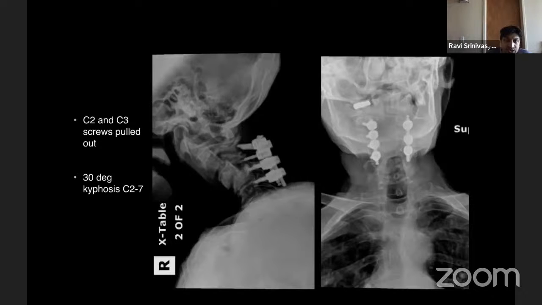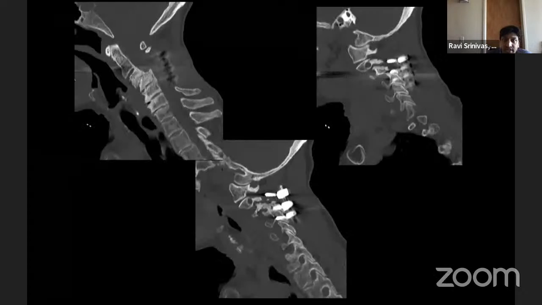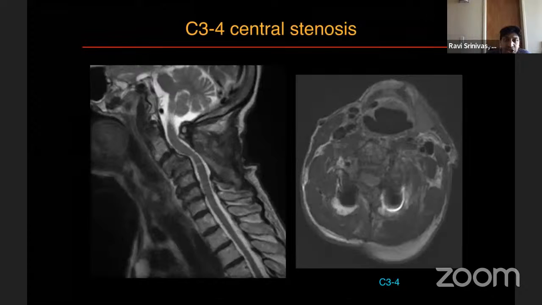So this original surgery, the C2 to 5 decompression and fusion, was done at an outside hospital, and now she comes in like this with the C2 and C3 screws having pulled out. There is also a region of olisthesis and 30-degree kyphosis focused more so at this junction of C3, C4. Next slide, and then this is the CT scan, again just showing the screw pull out and the pseudarthrosis. And the MRI showing the central stenosis at C3, which is probably accounting for her myelopathic symptoms.